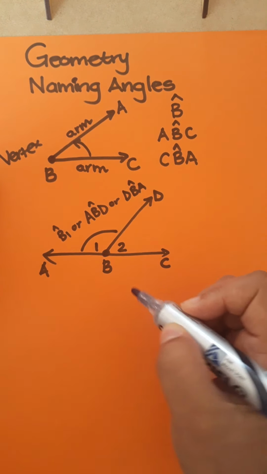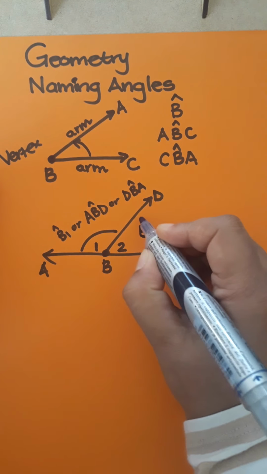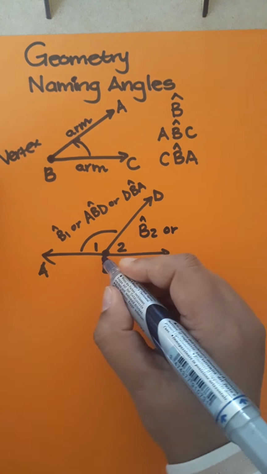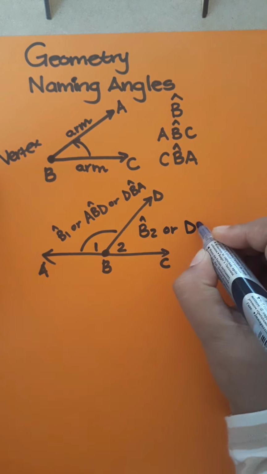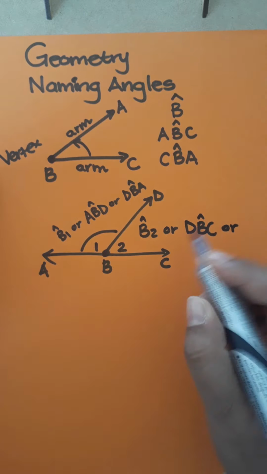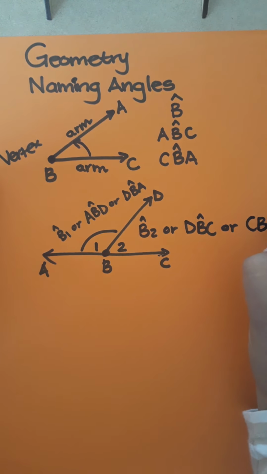What about this B2? Let's look at it. I can call it B2, angle B2, or I can call it DBC, or I can call it CBD. I'm sure you knew that already.